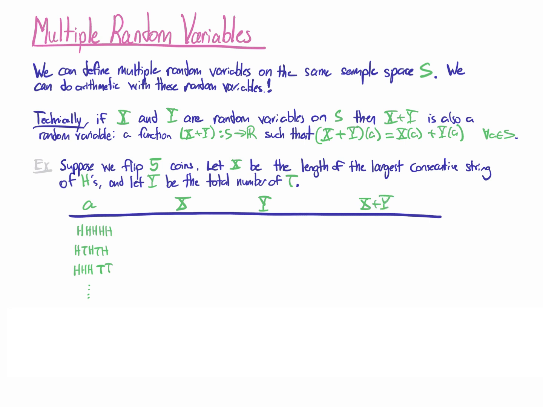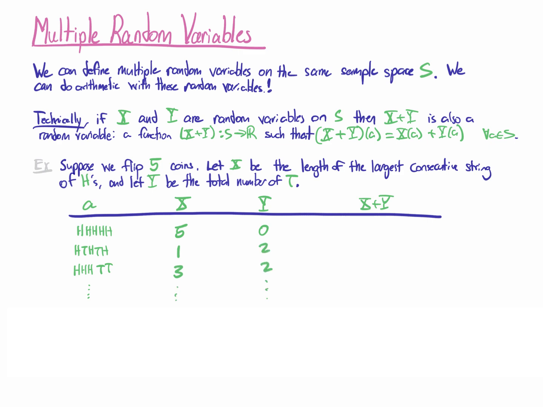So here, x is the number of consecutive heads, so the length of the longest consecutive string of heads. Here I have 5 consecutive heads. That's clearly the longest one. So x is equal to 5. Next, I actually don't have any strings of consecutive heads except for each individual heads themselves. So that's 1 in this case. And then in our last one, I have 3. On the other hand, if I measure y, the total number of tails, I'm going to have 0 tails in my first outcome, 2 in my second, and 2 in my third.